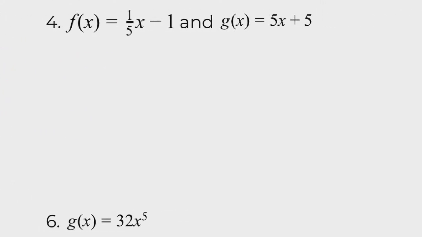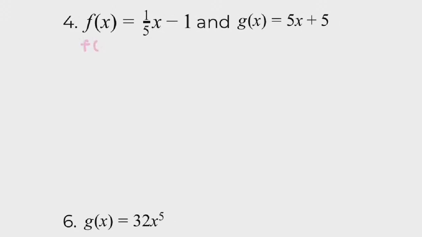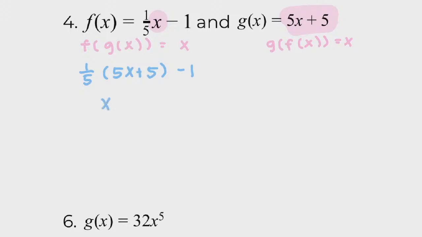Okay, number 4, we're going to do the same thing. So we want to make sure that f of g of x equals x and g of f of x equals x. So I'm replacing all of the x's in f of x with 5x plus 5. So that's 1/5 times 5x plus 5 minus 1. That'll be x plus 1 minus 1, which is x. So this one is correct.